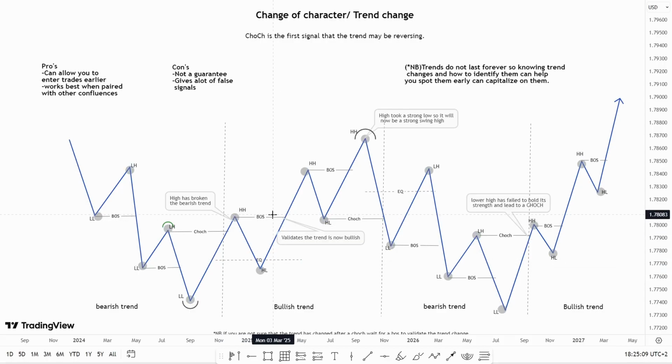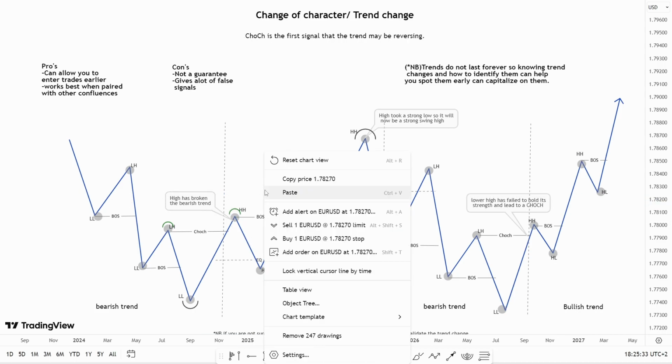What we call a break of structure. Price broke above this higher high, meaning what? This high was now a weak high. It was a weak high. This high failed to break below this lower low. So this then showed us that there were not enough sellers in the market to flip the market.